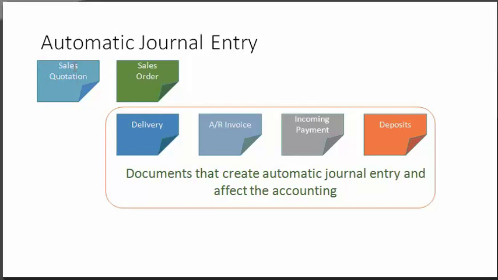So starting with sales quotation, it is converted to sales order, then to delivery, then to AR invoice, then to incoming payment by payment means, and deposits. So these are the documents that are highlighted. They create automatic journal entries and affect the accountings.